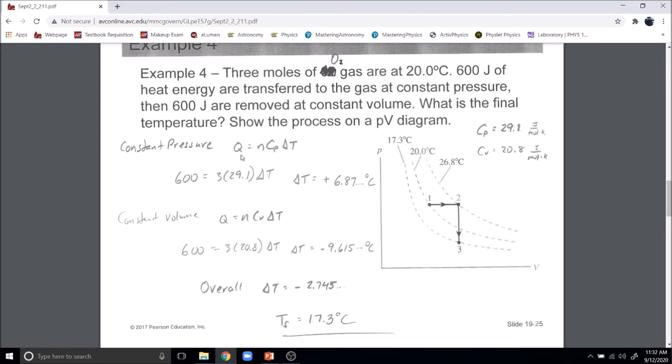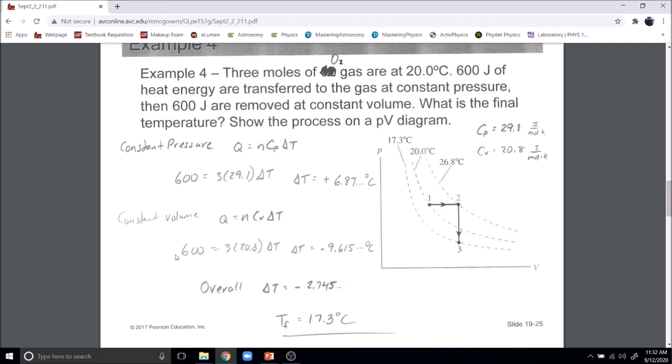So for the first process, we put in our 600 joules. We have 3 moles, right? Yes. And so the delta T value is 6.87. So we have an increase, and that's our 26.8 mark here on our PV diagram. And then we have our constant volume process where we're going to drop.